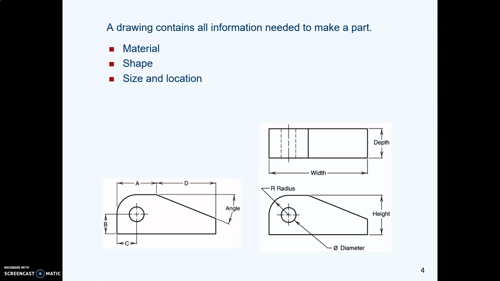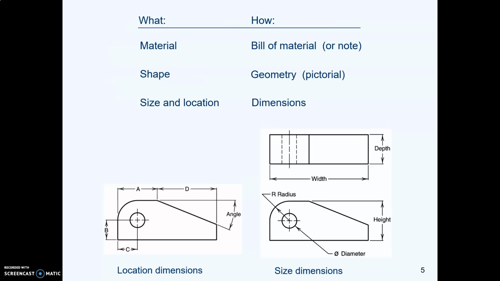Okay, so on to dimensioning. In your role as a communicator with whoever it is in the shop that's going to be making your part, you need to give them everything they need to know to make the part. They need to know what material it is, what shape it is, and what size and location every feature is. How do you do that?